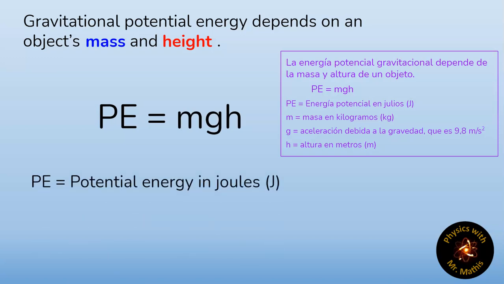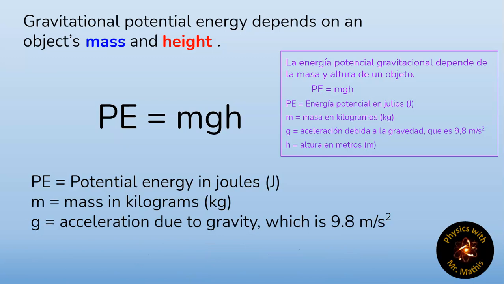PE is for potential energy, measured in joules. m is for mass in kilograms. Little g is the acceleration due to gravity near Earth's surface, and that's always 9.8 meters per second squared. And then h is the height of the object in meters above the ground.